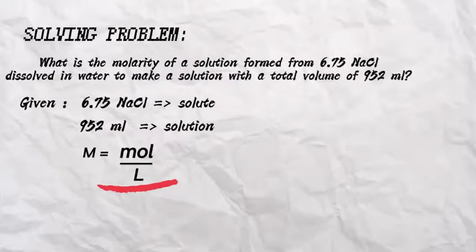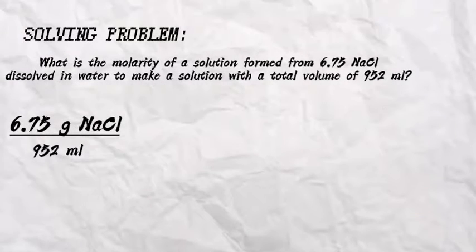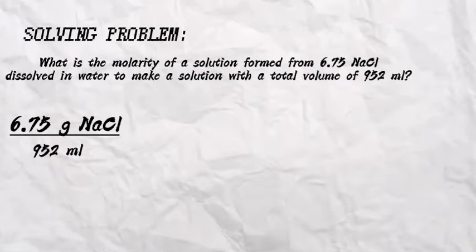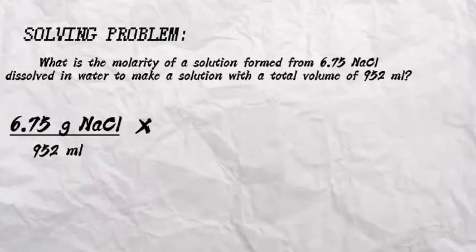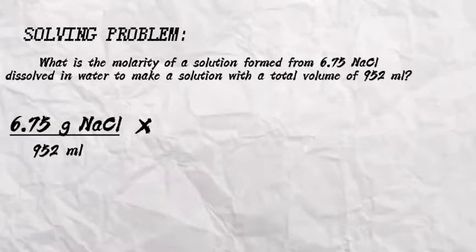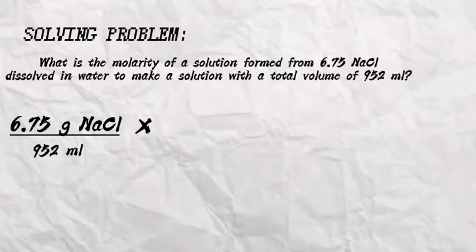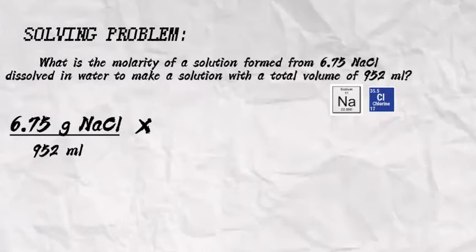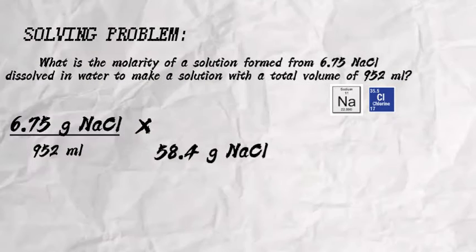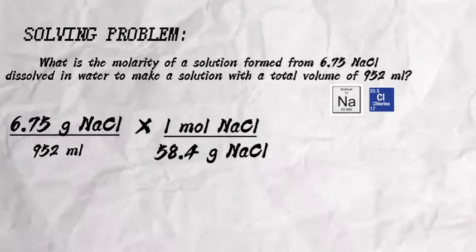So now let's apply the formula. 6.75 grams sodium chloride divided by 952 ml. Now we will use dimensional analysis to convert grams to moles and milliliters to liters to come up with our final answer. We can use the periodic table to find the molar mass of sodium chloride, and you'll come up with 58.4 grams of sodium chloride per mole of sodium chloride.